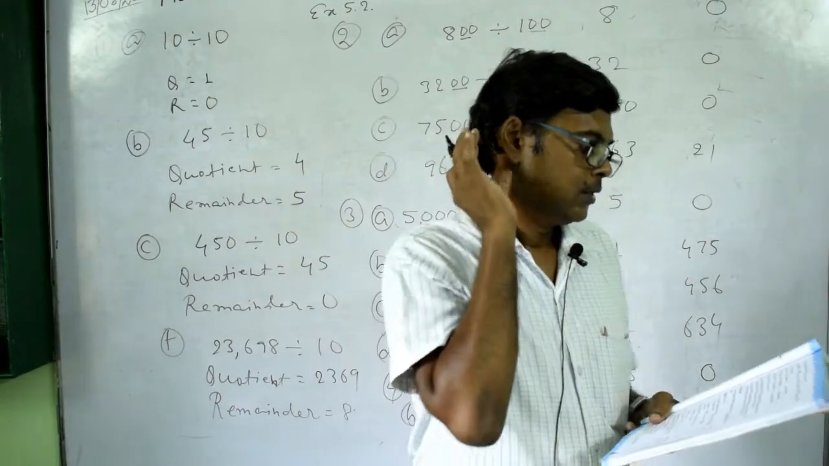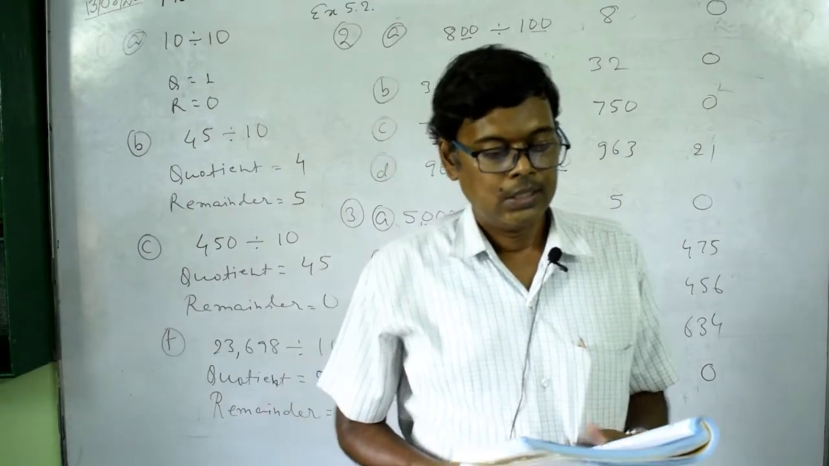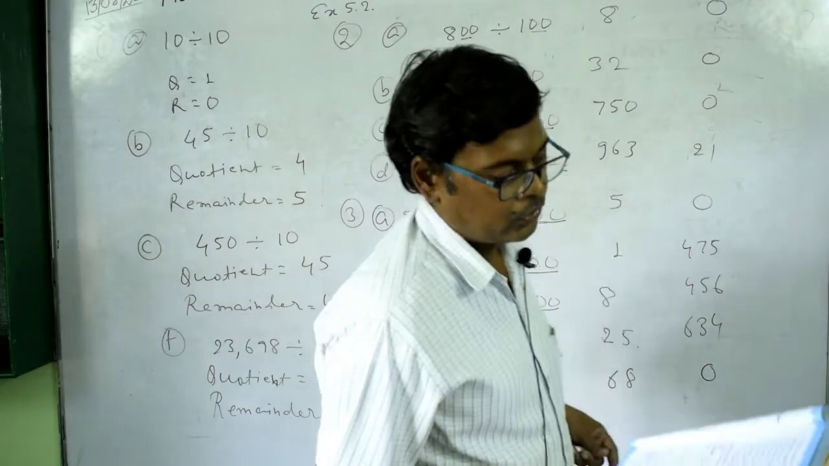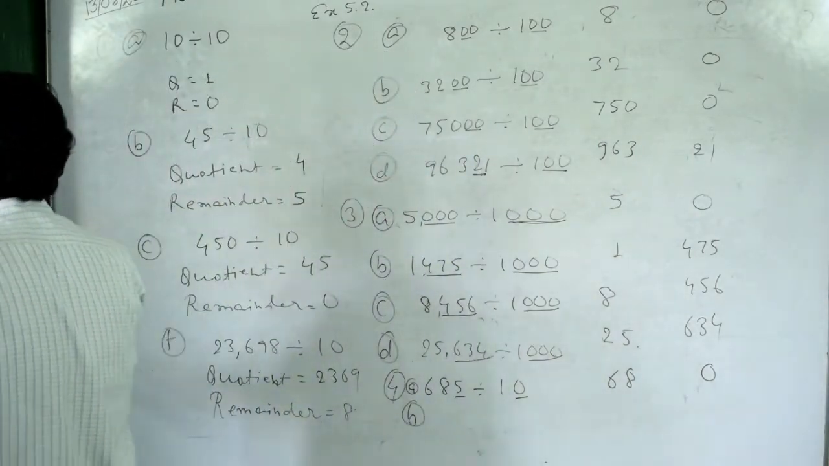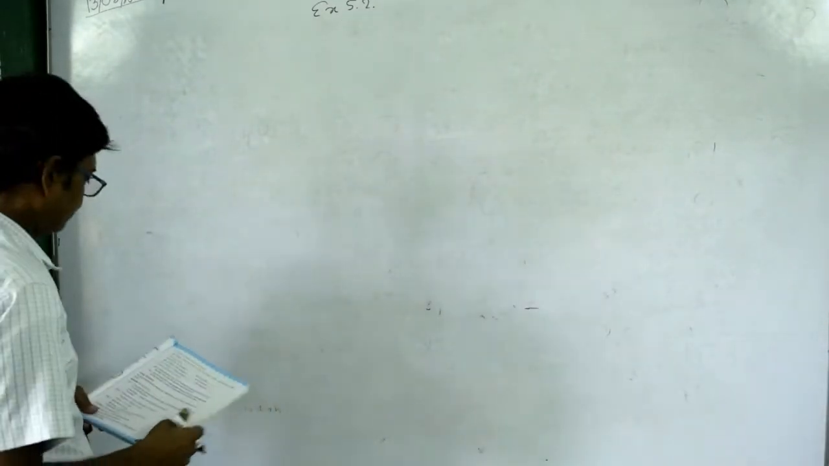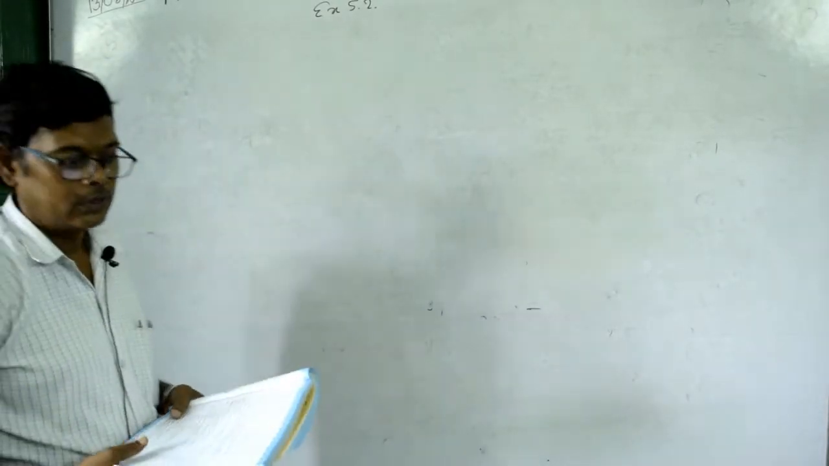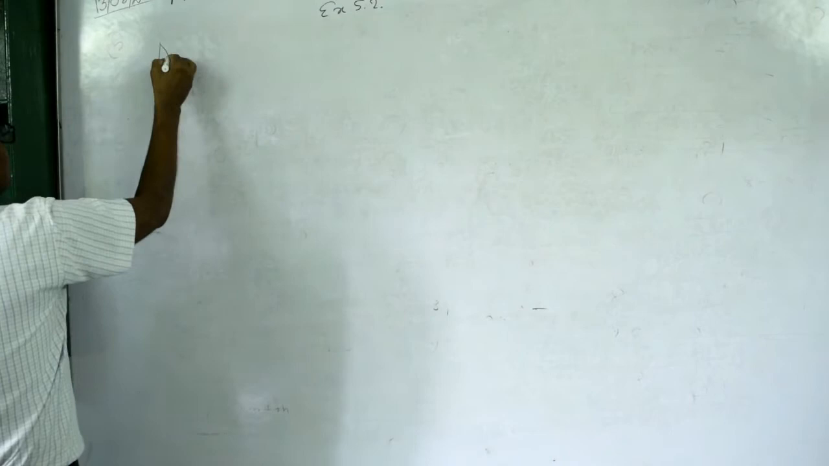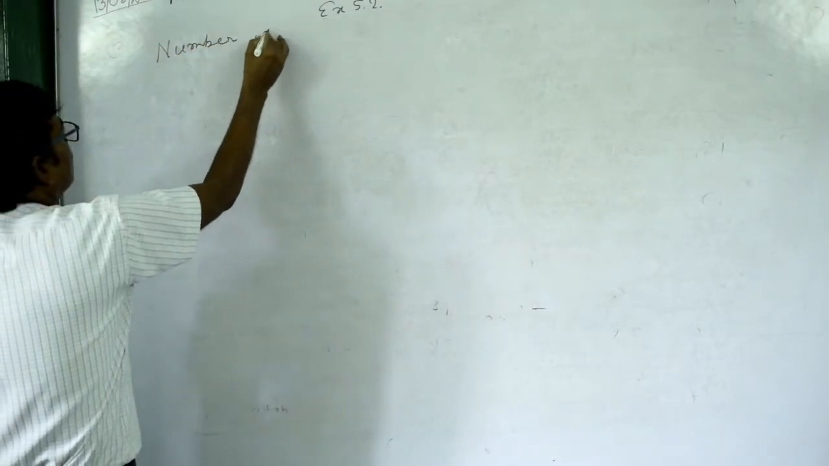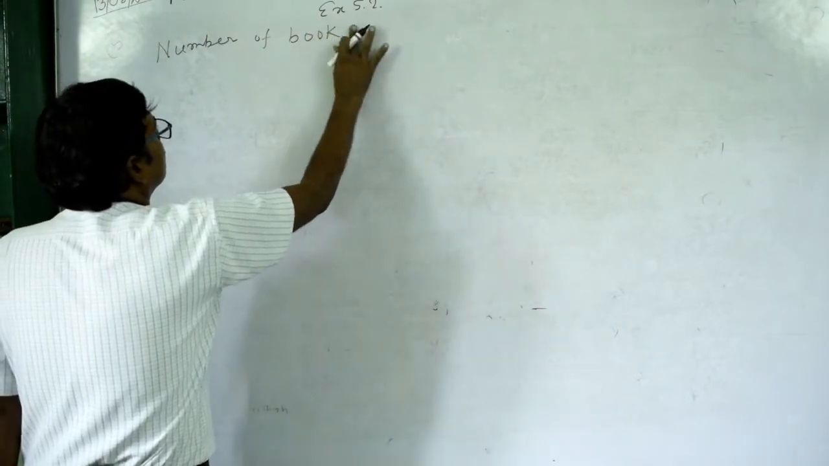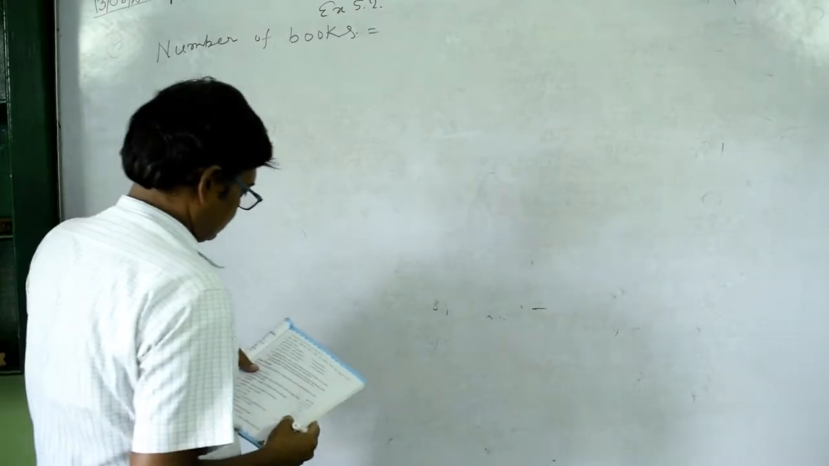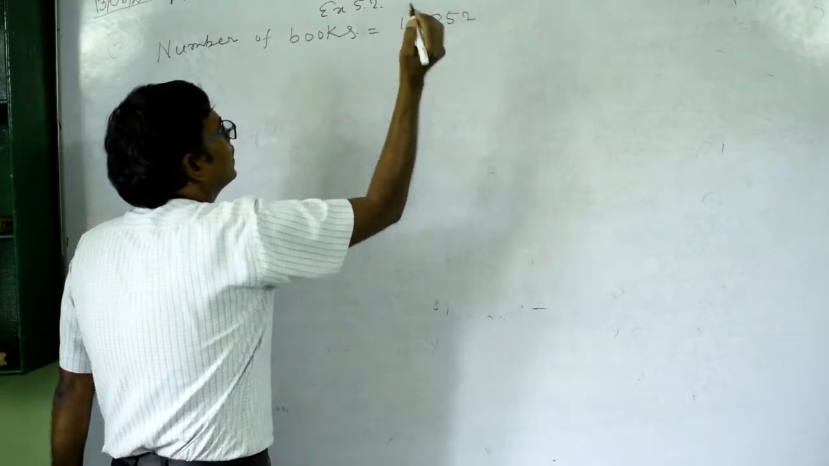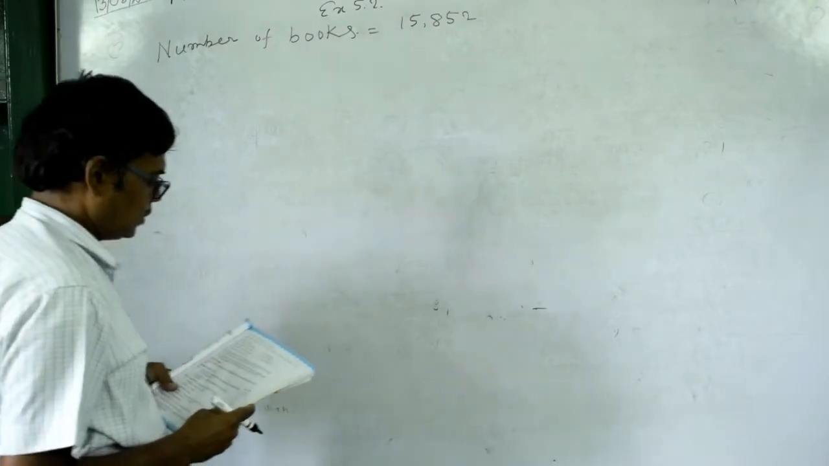Question number 5A. A national library has 15,852 reference books arranged in 6 racks equally. How many books does each rack hold here? So here we have to divide by 6. National library has here, so write here the number of books equal to 15,852. 15,852 books are there, okay, and these books are arranged in the 6 racks.